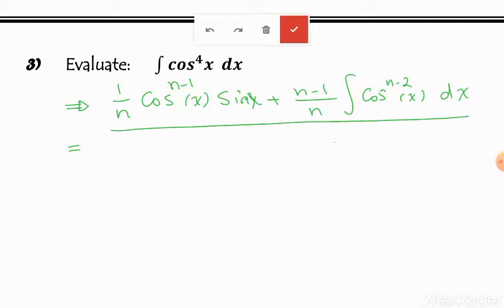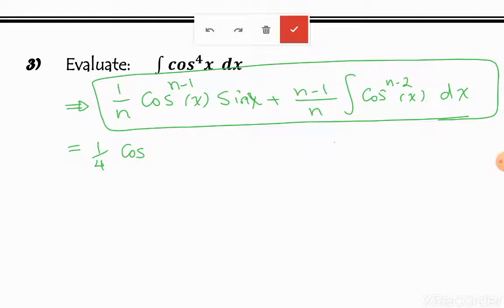This is the rule. How to find the integral of cosine to the power of something, to the power of 4, to the power of 5, like this. When you substitute in the formula, we have 1 over 4 cosine to the power of 4 minus 1, which is 3, of x sine x, plus 4 minus 1, which is 3, and this all over the n itself, which is 4, the integral of cosine to the power of 4 minus 2, which is 2, of x dx.